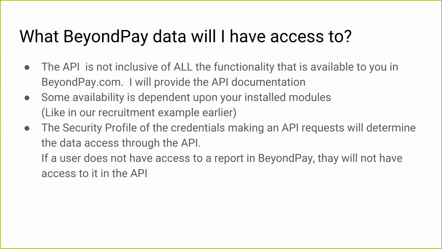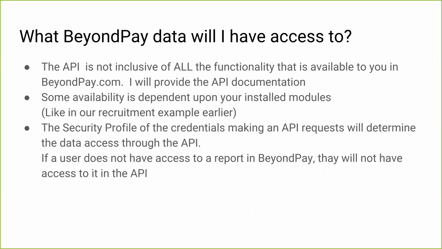The third thing to keep in mind are your security profiles. When you make an API call, you will usually be doing it with the credentials of an actual user in the system. The security profile of the credentials that you are using will determine what is accessible through the API. So if a user does not have access to a report in BeyondPay, when that user is authenticated and wants to return data from a report, you're not going to have access to it in the API.